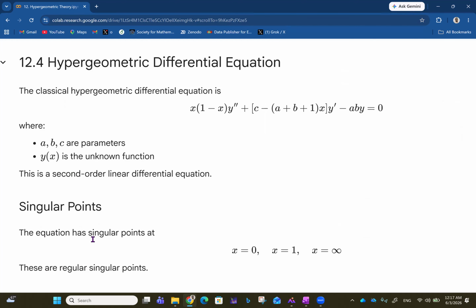Then we talk about the singular points. The equation has singular points at x equals 0, x equals 1, and x equals infinity. So these are regular singular points.